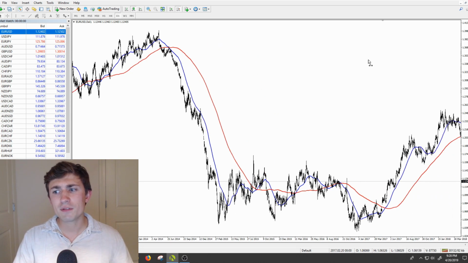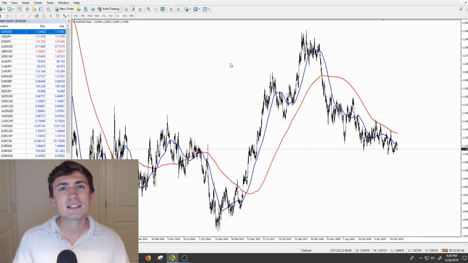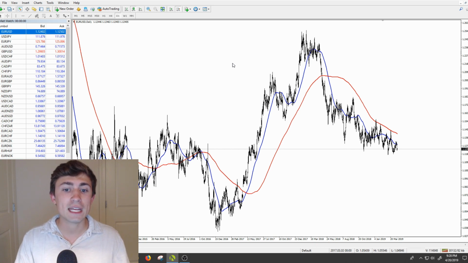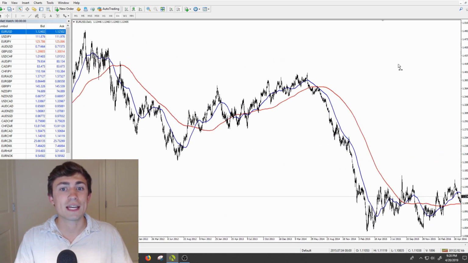I hope this helped, guys. Very simple concept. I think that the traditional moving average crossover may not be your best bet in trading, but something like this could actually be a really good investment opportunity and actually produces some really good signals here on the euro dollar just from looking at it for a few minutes here.